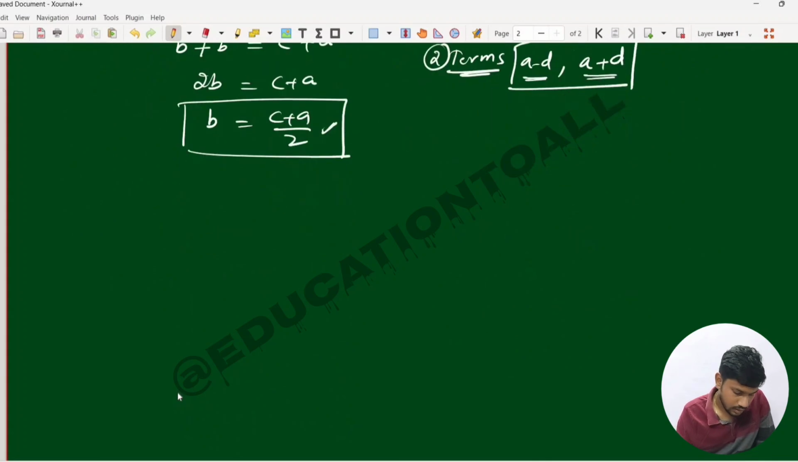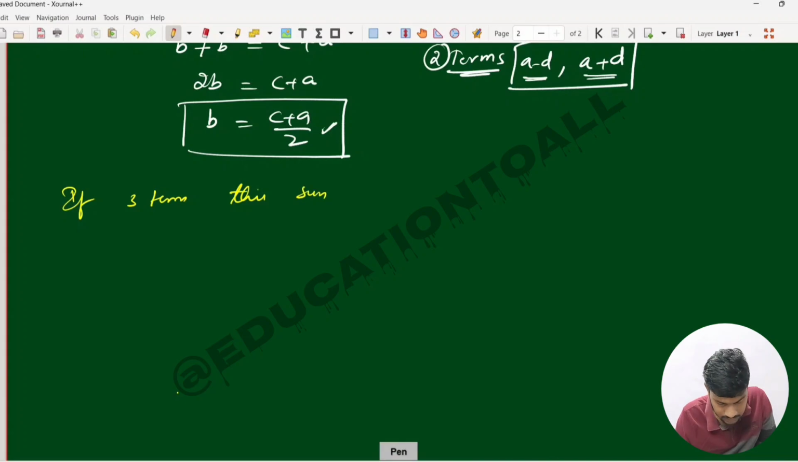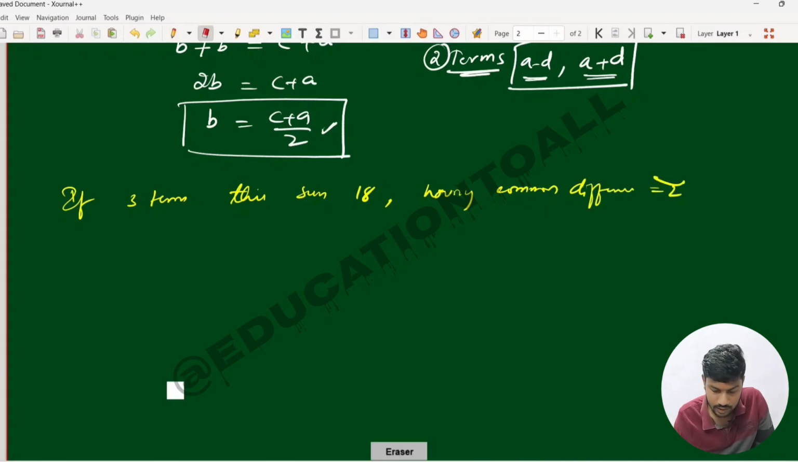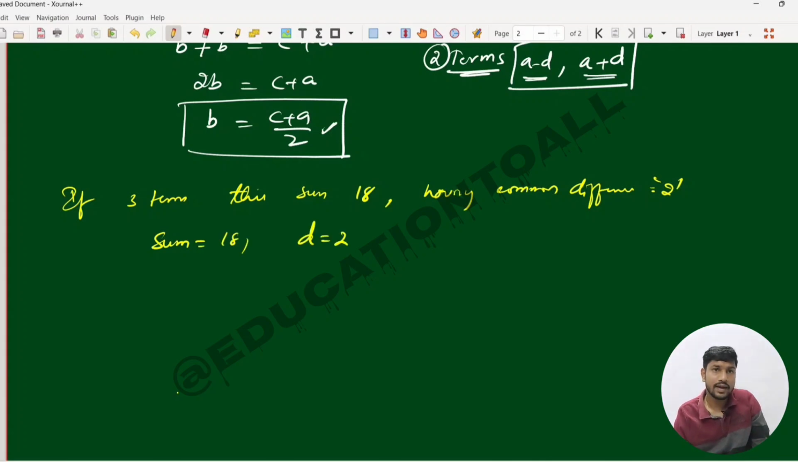Let us take an example. If 3 terms of an AP, their sum is equal to 18 and the common difference is 2, then find the numbers. So here we know the sum of the 3 numbers is 18 and the difference is given as 2. Then how to find the numbers? We don't know the first term, the second term, or the third term. Then the consideration is: let the numbers be A minus D, A, A plus D.